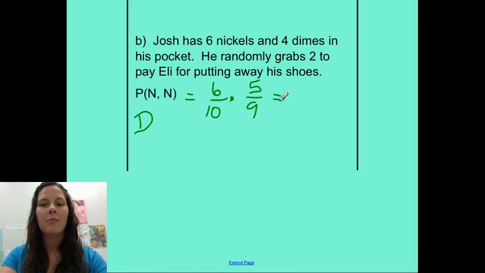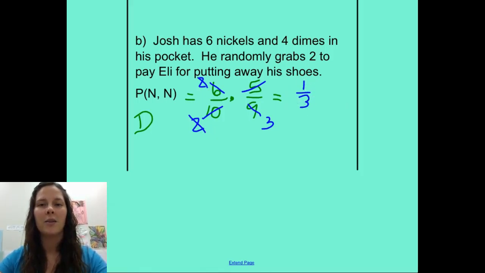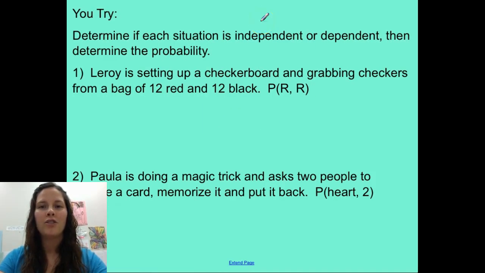I like to simplify before I multiply, so I'm going to cancel my 5 into the 10. 5 goes into 10 twice. 3 goes into both 6 and 9, so I'm going to divide each of them by 3. And then I see I have 2 over 2, which simplifies to 1. So that leaves me with a probability of 1/3. There's a 1/3 chance Eli will end up with 2 nickels. Here are your 2 you try questions. Decide if they're independent or dependent first, and then set up the probabilities.